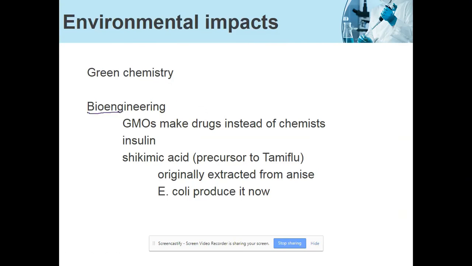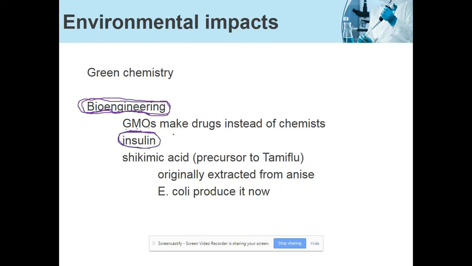So instead of chemists making these chemicals, we're actually having these bioengineers make GMOs that will make the chemicals for us. So GMO, genetically modified organism, usually gets a really bad reputation in the media. Everyone's like, anti-GMO, I don't want any GMO in my food. But here's the thing, GMOs are amazing. GMOs make human insulin now.